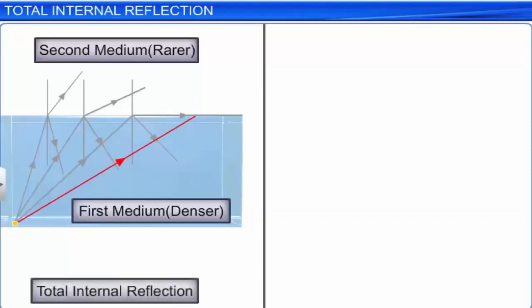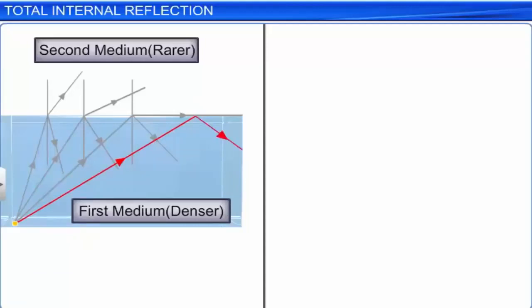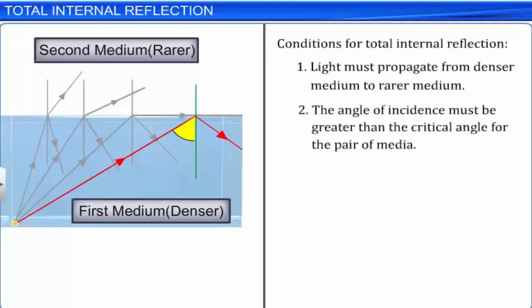Hence, for light to have total internal reflection, it must satisfy the following conditions. 1. It must propagate from denser medium to rarer medium, and 2. The angle of incidence must be greater than the critical angle for the pair of media.